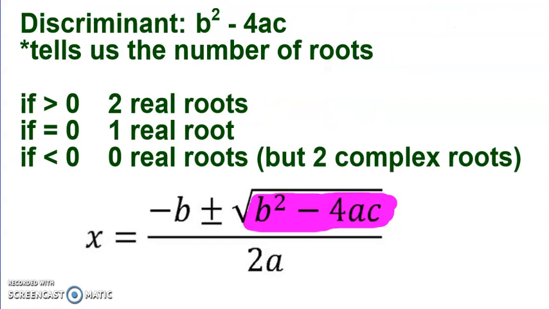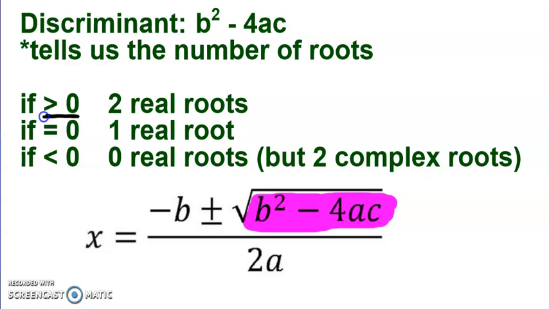So the discriminant is a specific part of our quadratic formula. It's what's underneath the square root. So it's b squared minus 4 times a times c. So we need the a, b, and c values from our equation to evaluate the discriminant. If it is a positive number, or it's greater than 0, then that means that we're going to have two real roots. Our graph is going to intersect the x-axis in two places.